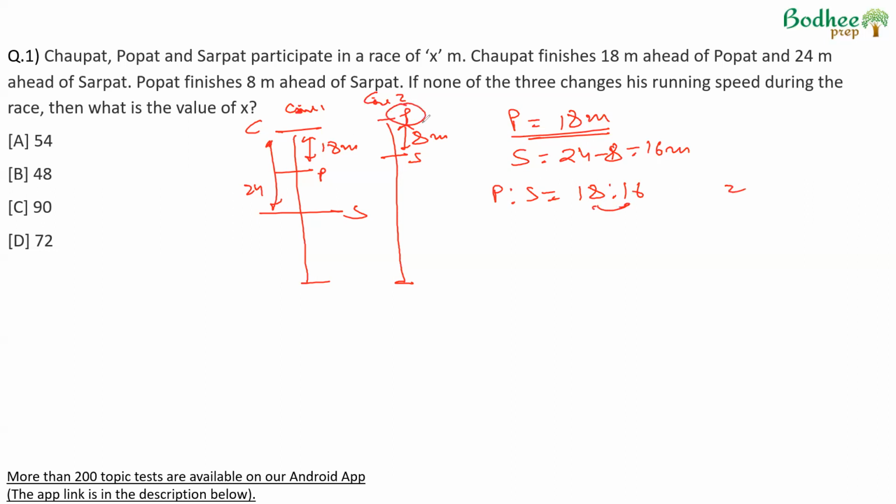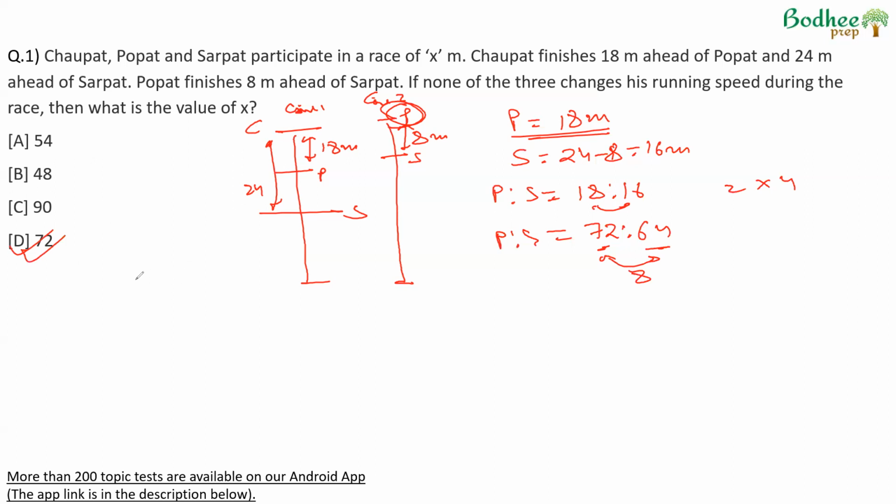But we know that when P runs the entire distance, S is 8 meters behind them. To make 2 and 8, I want to multiply this by 4. So multiplied by 4 gives me 72 and 64. When P will run 72 meters, S will run 64 meters and will be 8 meters behind. As we can see at this point, Popat is finishing the race. So the race is 72 meters and that becomes the value of X.